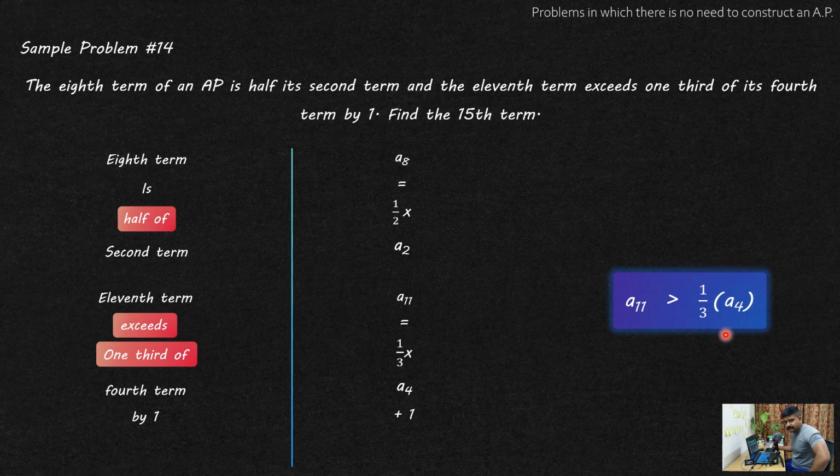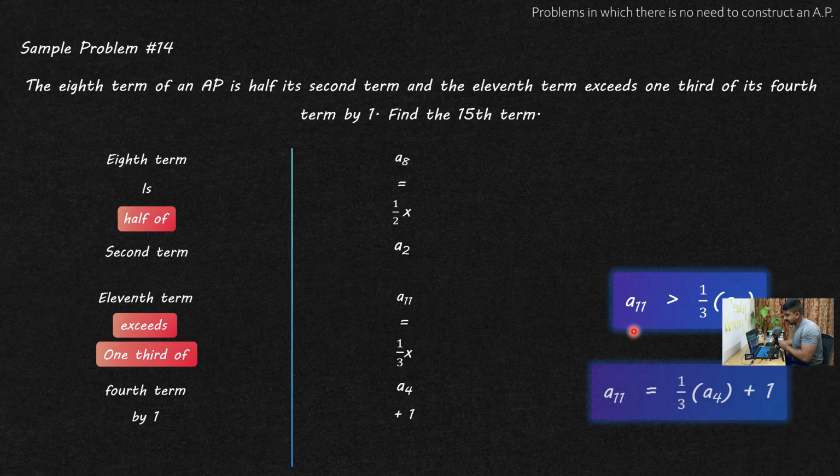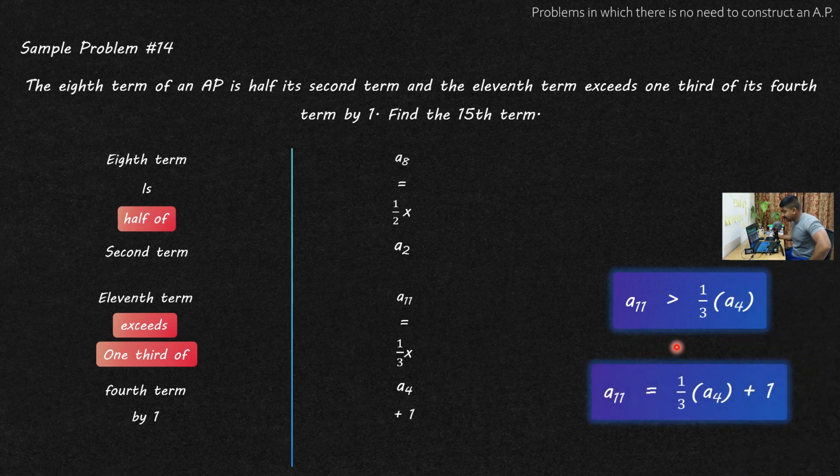So you will have to add something to the right hand side, so that the right hand side is equal to the left hand side. So what is it that you need to add? Yes, that is 1. So you need to add plus 1 on the right hand side, since the right hand side expression is smaller than the left hand side expression, and A11 exceeds 1/3 of fourth term. Now when you read "by 1", you simply need to add plus 1, and then the inequality sign goes away and the equal sign comes into play.